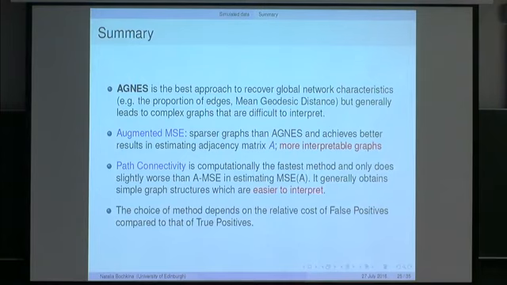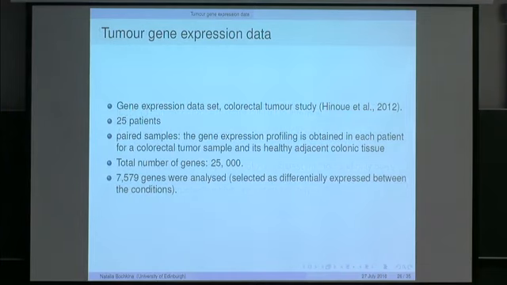And of course, the choice of the method here strongly depends on the relative cost of false positive to that of true positive. So if you want to choose lots of true positive, regardless of how many false positive you have, you might not want to choose any of the methods.